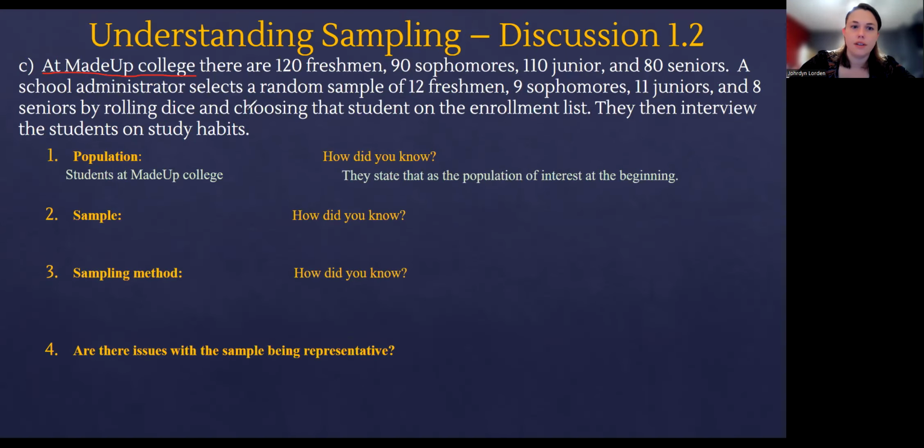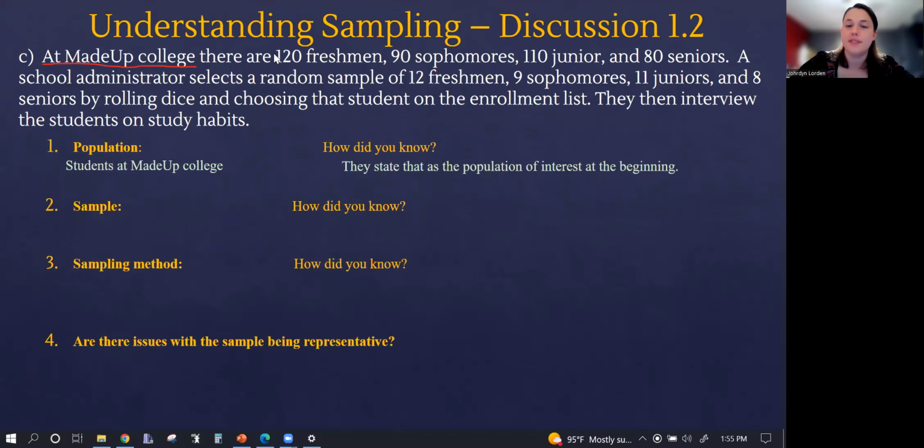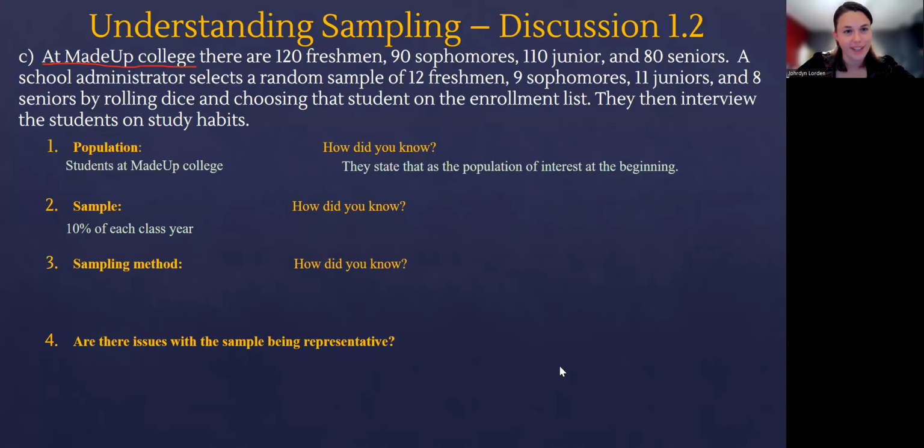And they are looking to interview the students on study habits. Our sample was 10% of each class. I don't know if you caught that reading it through the first time, because if you didn't notice that, they seemed like weird numbers, right? But 10% of 120 is 12, 10% of 90 is 9, 11 is 10% of 110, and 8 is 10% of 80. So it was 10% of each class year.